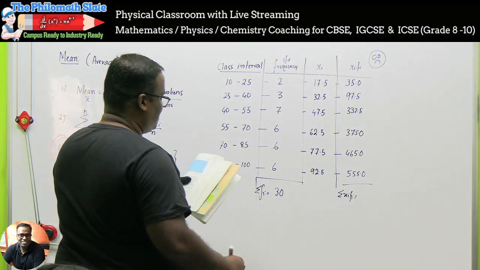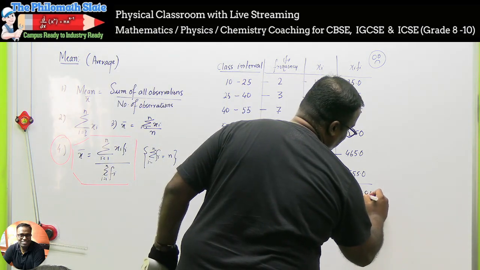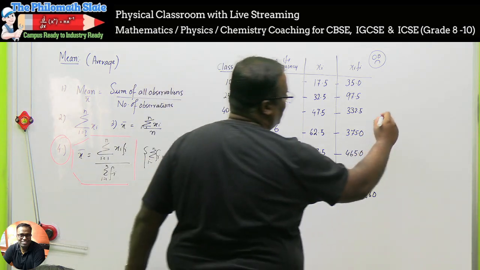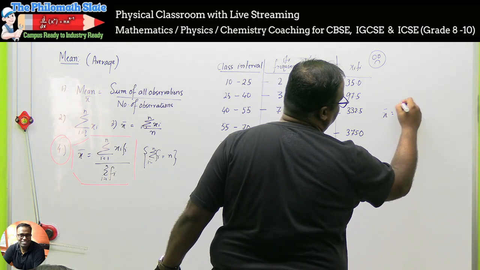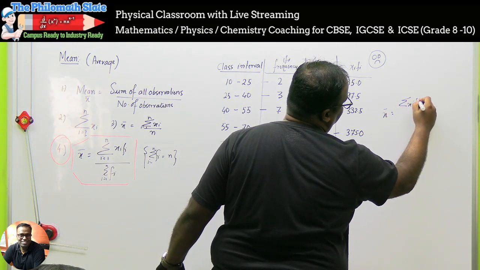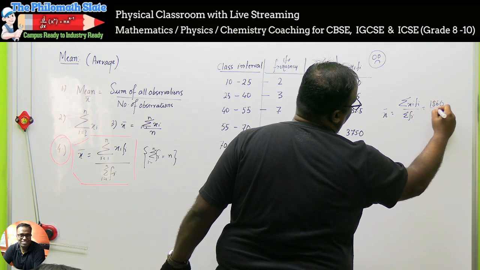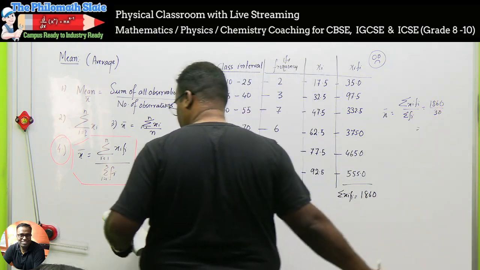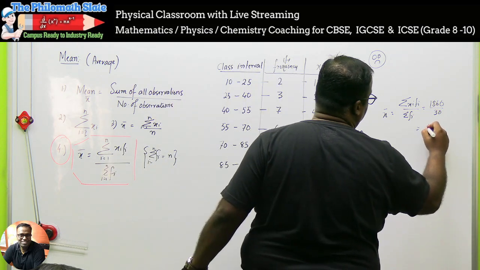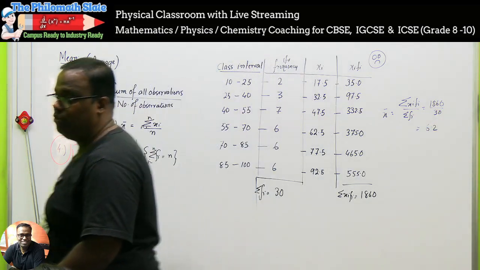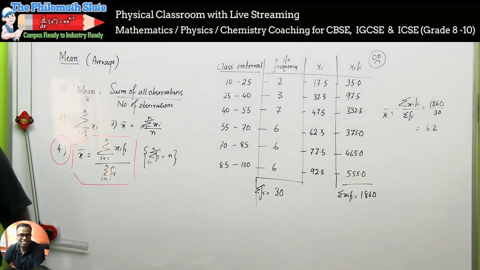This is your next. It is 1860. Doesn't come so easily. And now you find x bar. X bar should be sigma xi fi divided by sigma fi. That is 1860 divided by 30. So how much is our mean? Our mean is coming 6.2. Tell me, children, if I would have not given you a calculator, doing this calculation is easy for you?